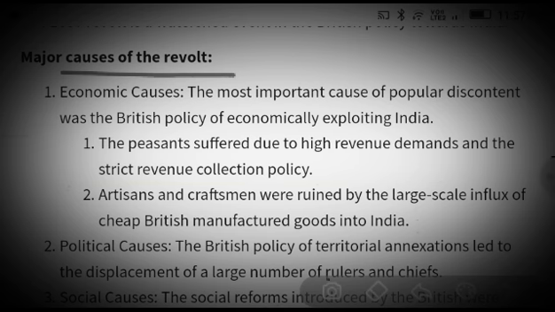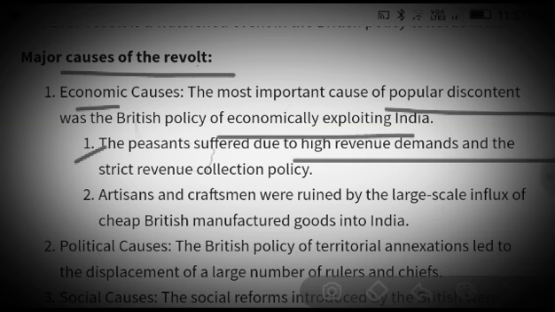The major causes of the revolt: the economic causes. The most important cause of popular discontent was the British policy of economically exploiting India. The peasants suffered due to the high revenue demand by the British and the strict revenue collection policy.